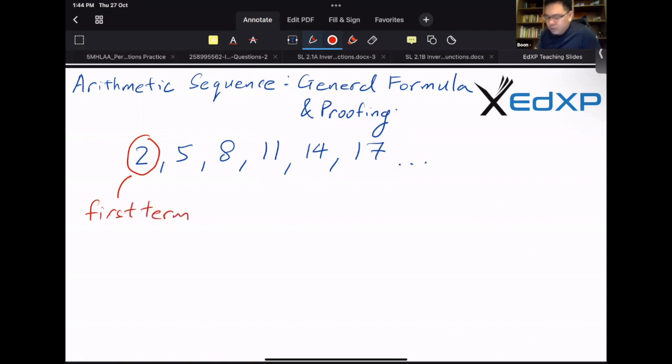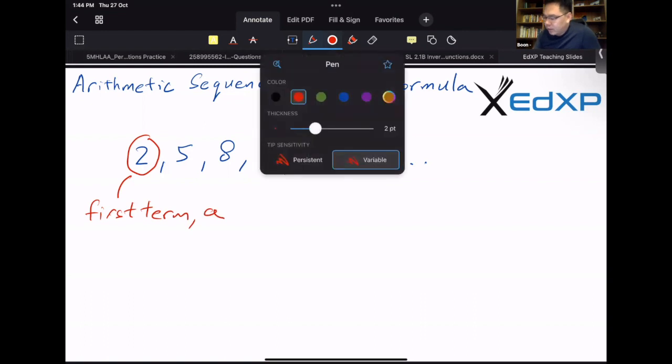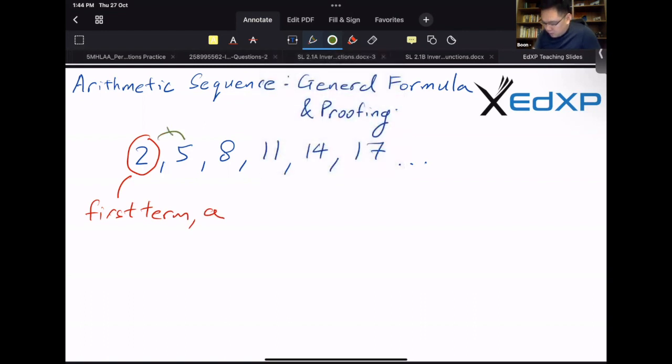In the IB syllabus, it is usually given the symbol A. And we also have +3, +3, +3, and so on. Does anyone know what the green arrow represents? It has a proper name. It is known as the common difference, given the symbol D. So we have the first term and the common difference.